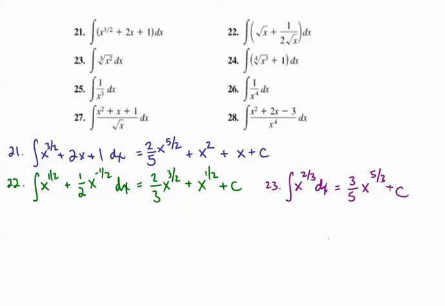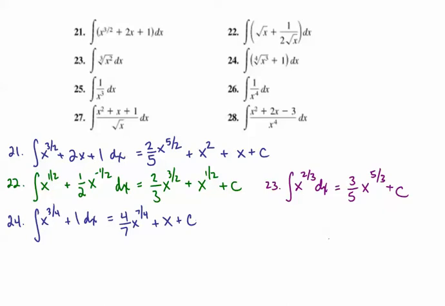Number 24. Again with a rewrite, the 4th root of x to the 3rd would be written as x to the power over root, would be x to the 3 over 4 plus 1 dx, and that's going to become x to the 7/4 times 4/7, so 4/7 x to the 7/4, and simply plus x to the 1st over 1, which would be x plus c.